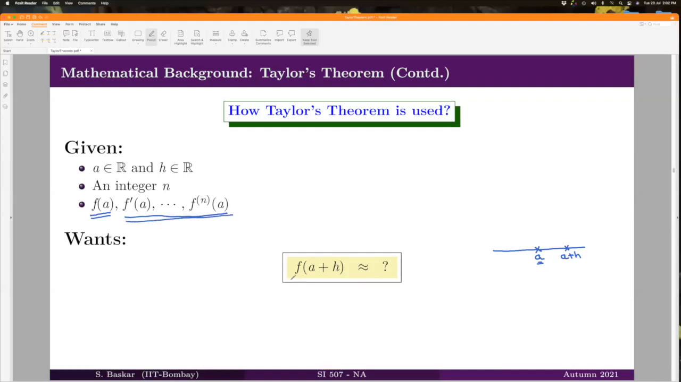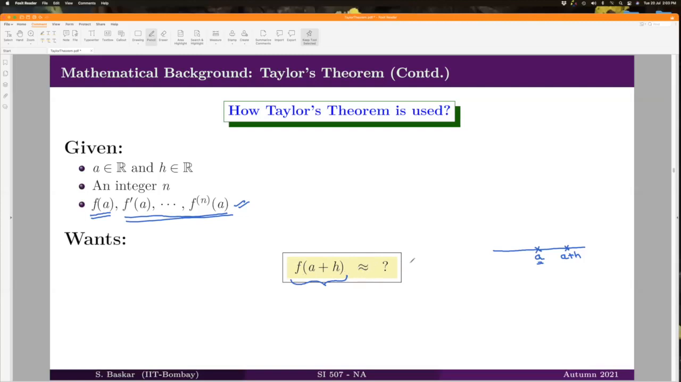Therefore, obviously, we cannot find exactly what will be the value of the function f at a plus h unless we know the function f explicitly. Assume that we don't know the function explicitly, we only know all these details, but we don't know from where we have generated all these n plus 1 numbers. That is, f is not known to us. Then we cannot find exactly the value of f of a plus h. Now the question is, can I at least find approximately this value?